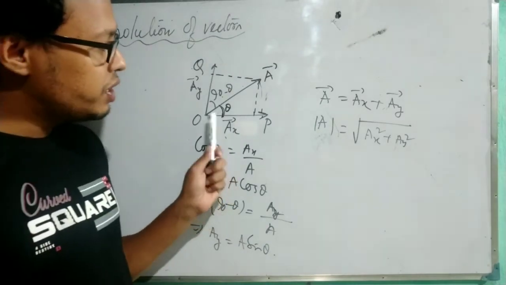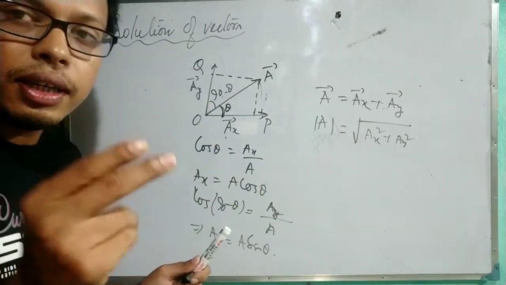Look, that AX vector is directed along the x-axis and the AY vector is directed along the y-axis.